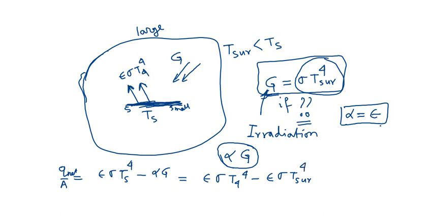Okay, sorry, this is Ts. So this is the net rate of heat flux ultimately going from that plate to the surrounding: epsilon into sigma into Ts to the power 4 minus T surrounding to the power 4. Okay, so this is a very important expression that is required to solve many problems.